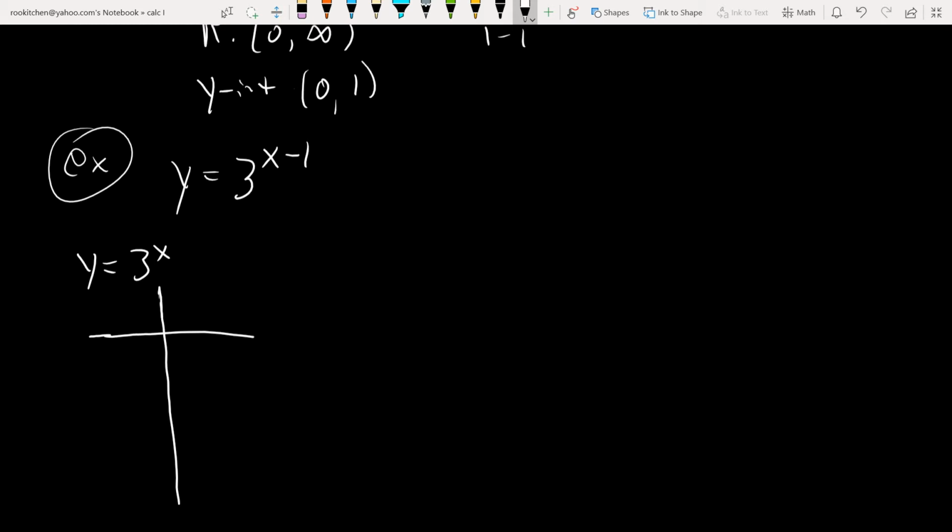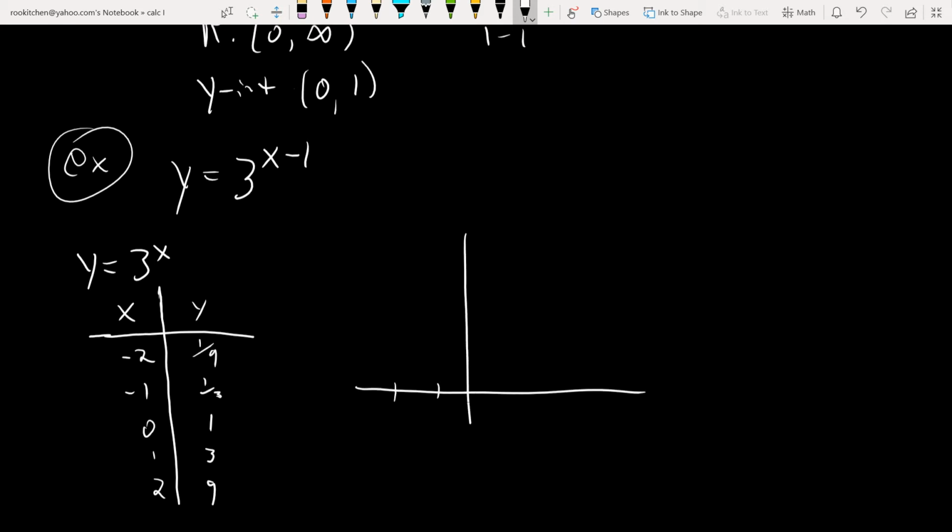So anyways, let's graph y equals 3 to the x, and then we'll just use translations to get y equals 3 to the x minus 1. So x and y. I'll try -2, -1, 0, 1, 2. 3 to the -2 is 1/9. 3 to the -1 is 1/3. This is 1, this is 3, this is 9. Let's get these points going. Whoops, I went too far. Let's put it in yellow.